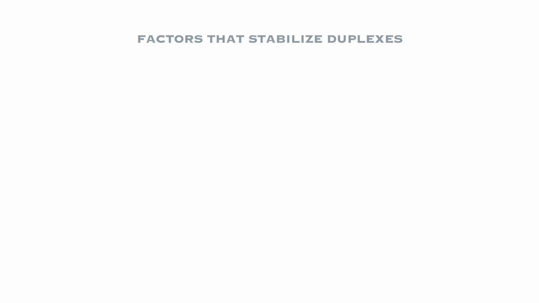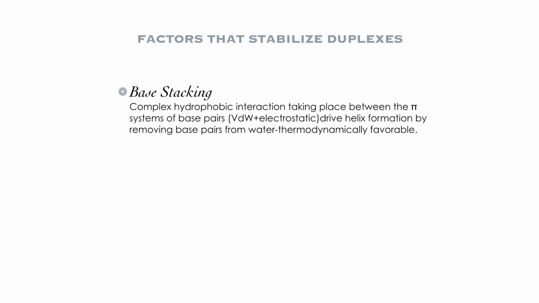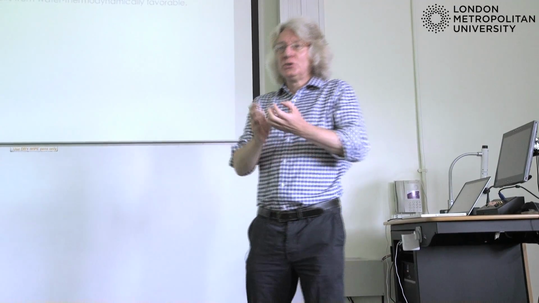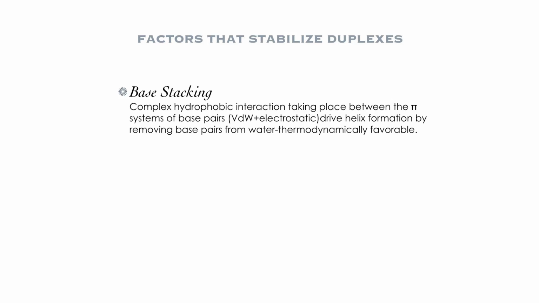Now, what factors stabilize the duplexes? It's not all down to hydrogen bonding. The bases themselves are aromatic structures with dipole moments. So there's a so-called base stacking interaction which takes place between successive base pairs. That's a complex mixture of hydrophobic van der Waals interactions and electrostatic interactions, because remember, nitrogen and oxygen are more electronegative than carbon, so those bonds are polarized. But it's base stacking, basically, that drives the formation of the double helix.